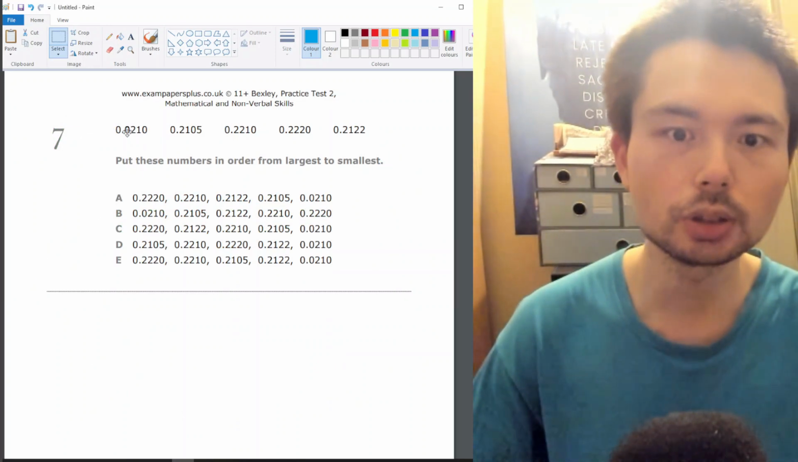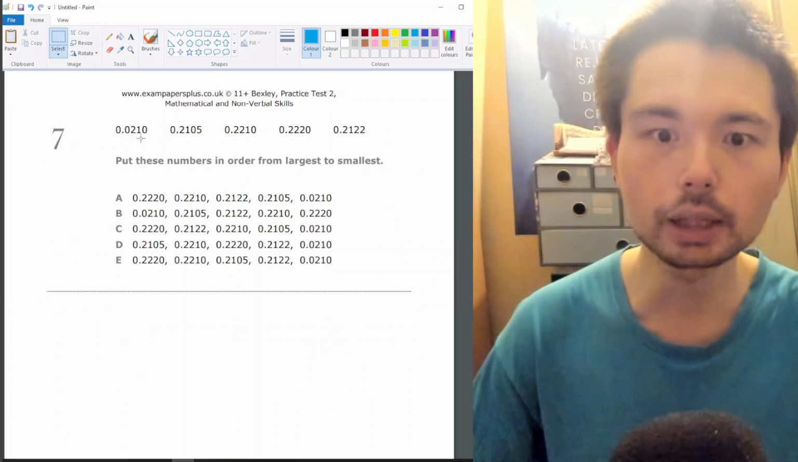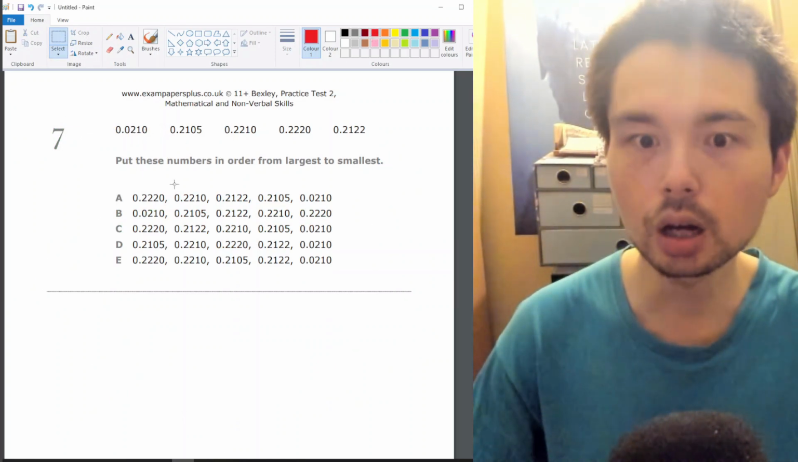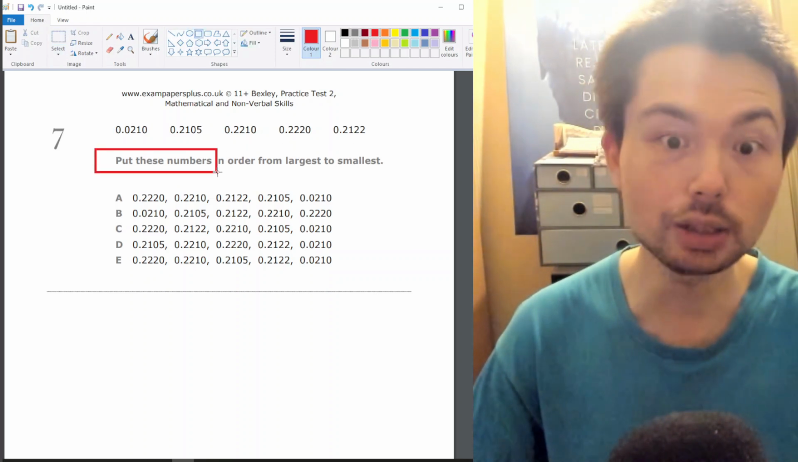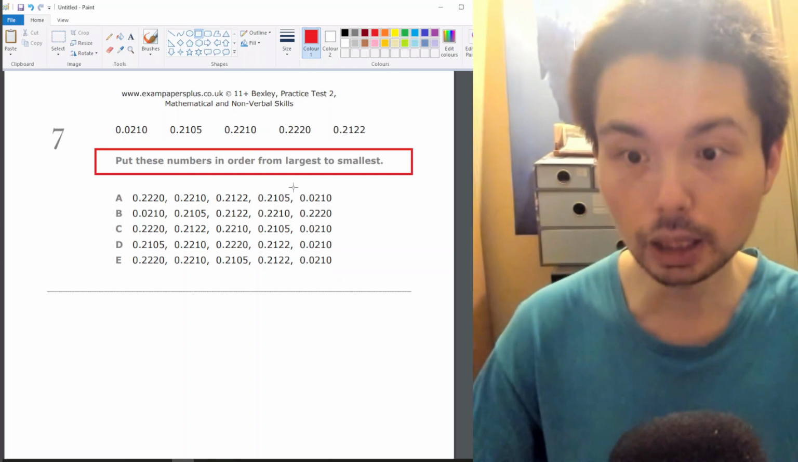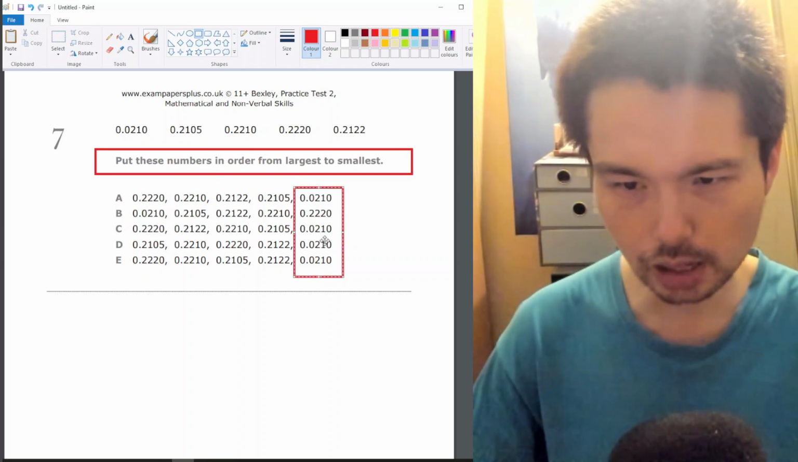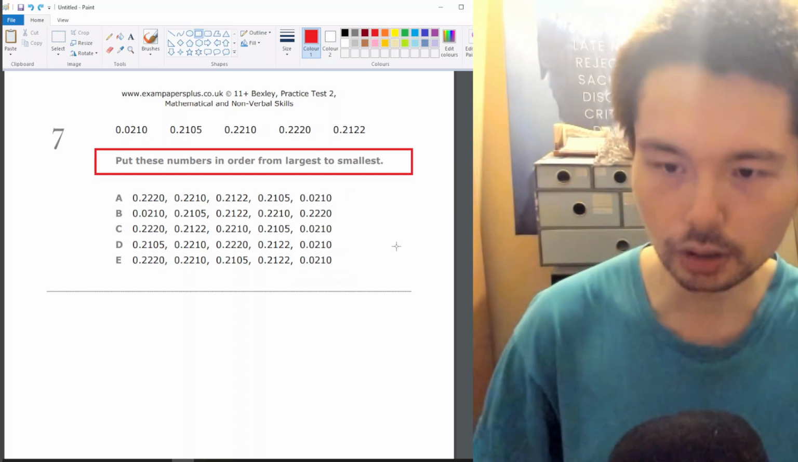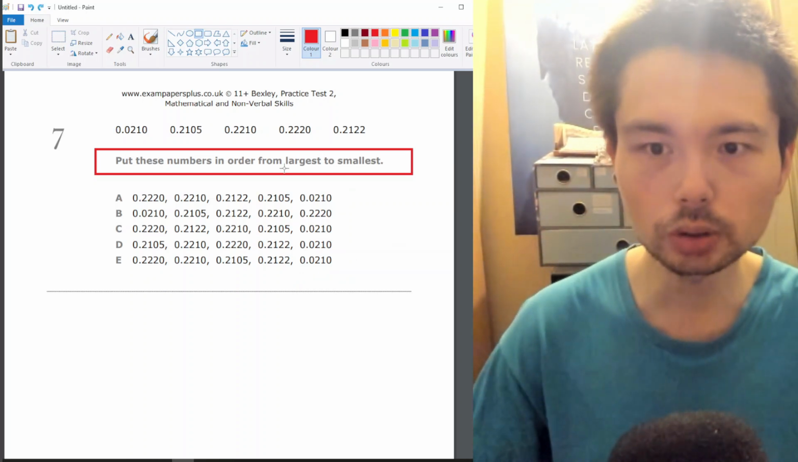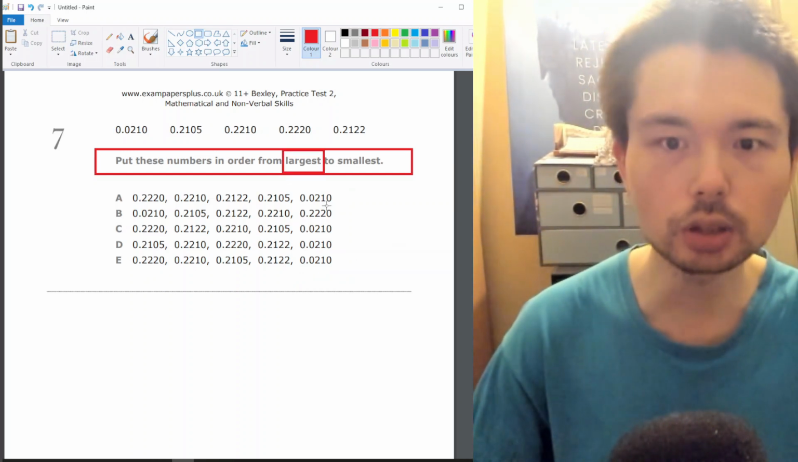Question 7, 0.0210 and then all that. Put these numbers in order from largest to smallest. Okay, let's just quickly find the largest. You can even find the smallest. But does that help? No, look at the numbers. Most of them are the same. That would be a waste of time. So maybe they're being a bit nice. They want you to go for the largest anyway, the first one.